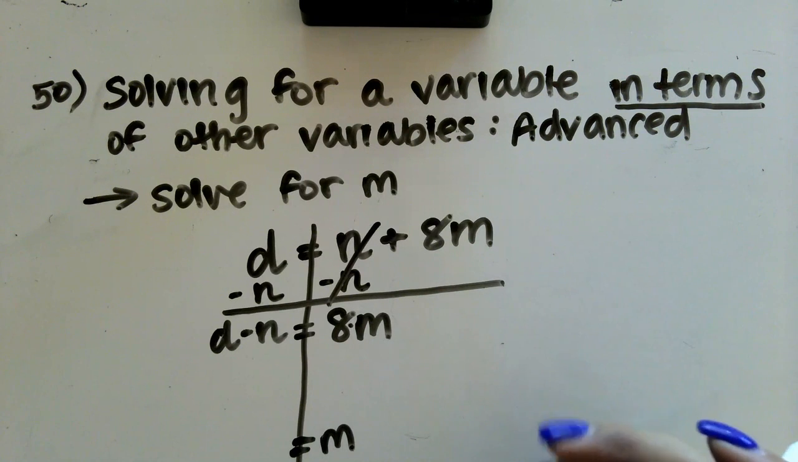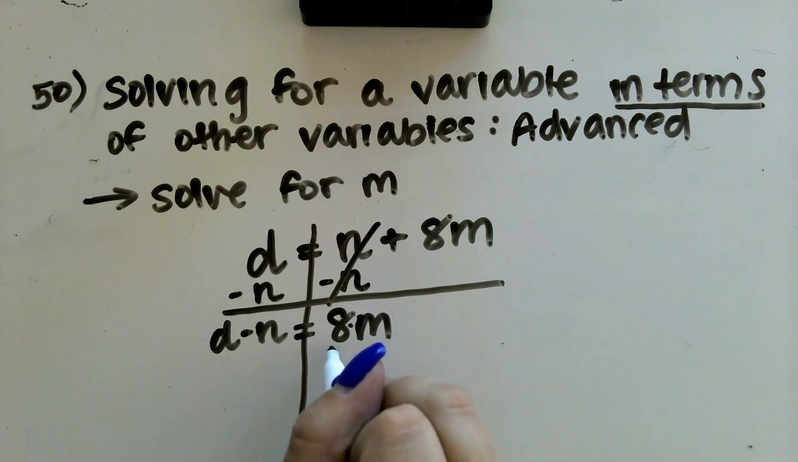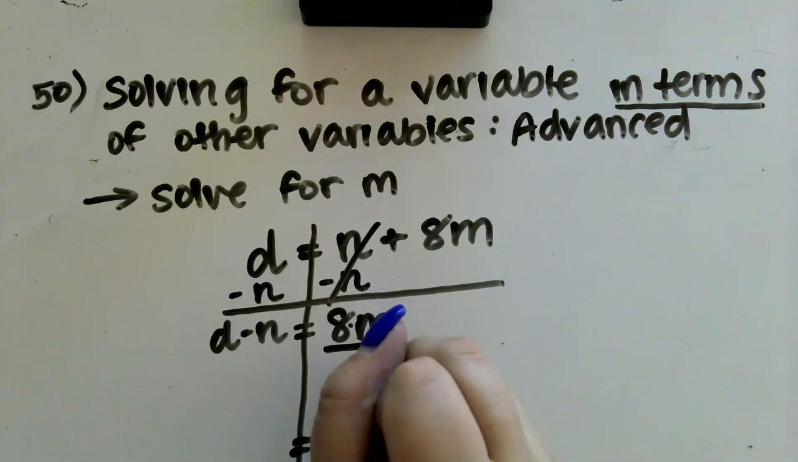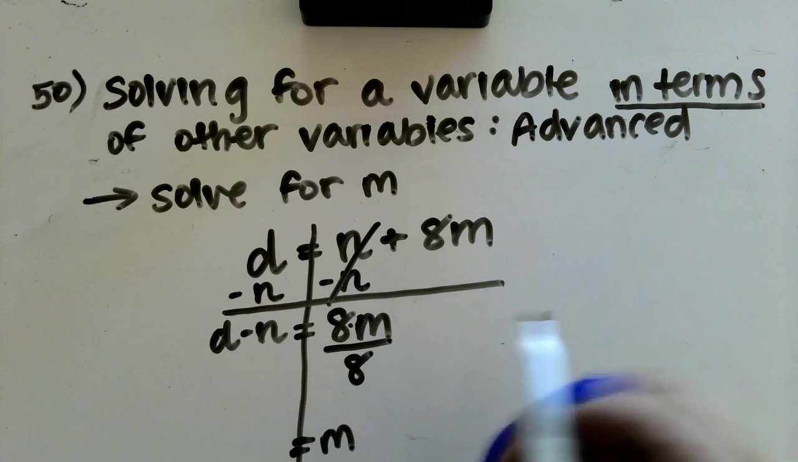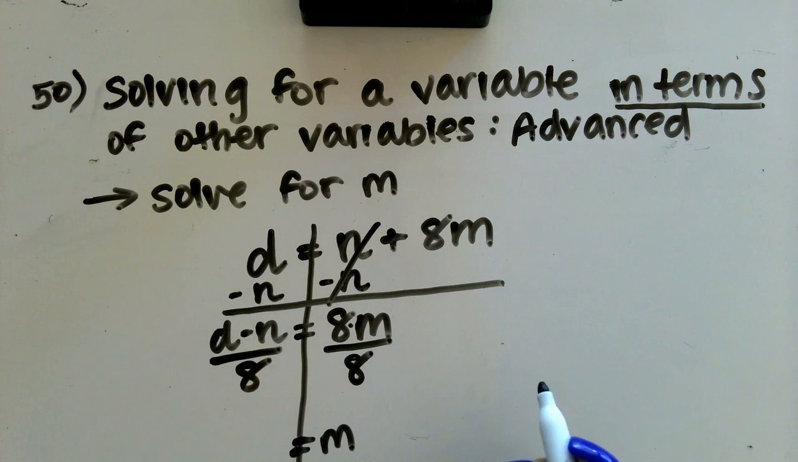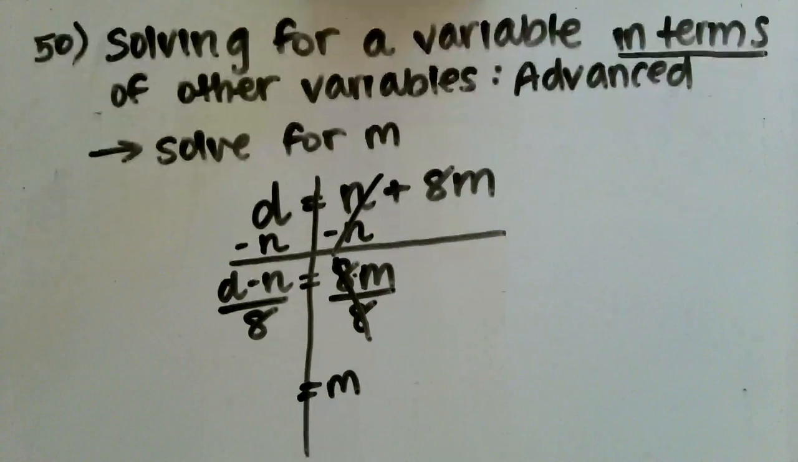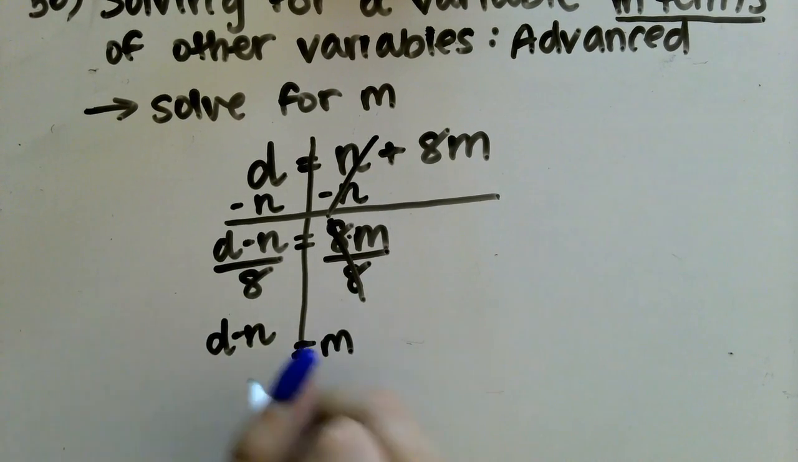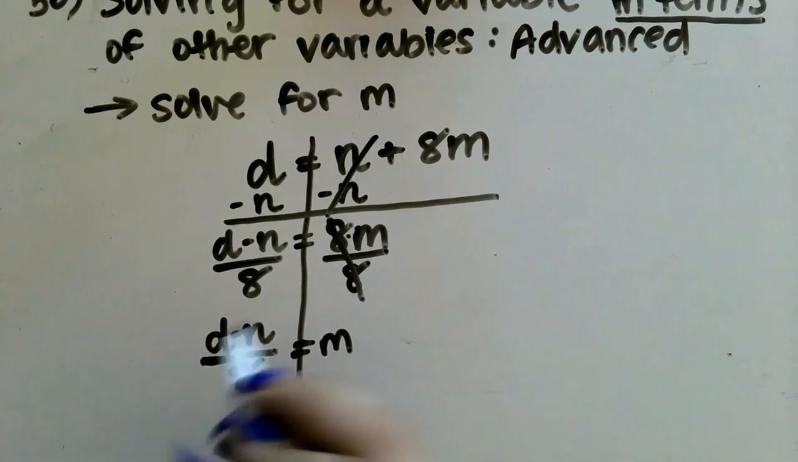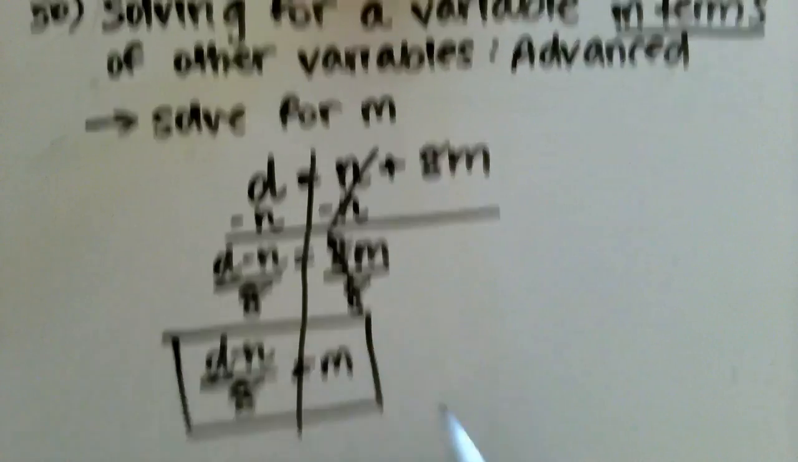So again, keeping in mind those opposite operations, we are going to divide by 8, and anything we do to one side, we do to both sides. So that means our 8 cancels out, and remember that 8 over 8 is just equal to 1. We're left with 1m, and that's exactly what we're looking for. So I'm going to rewrite my answer down here, d minus n, all that divided by 8 is equal to m.